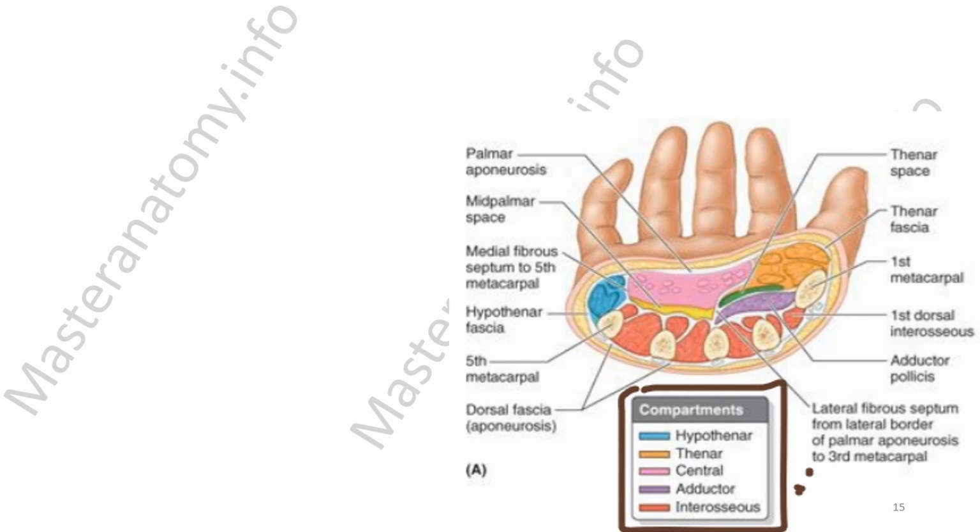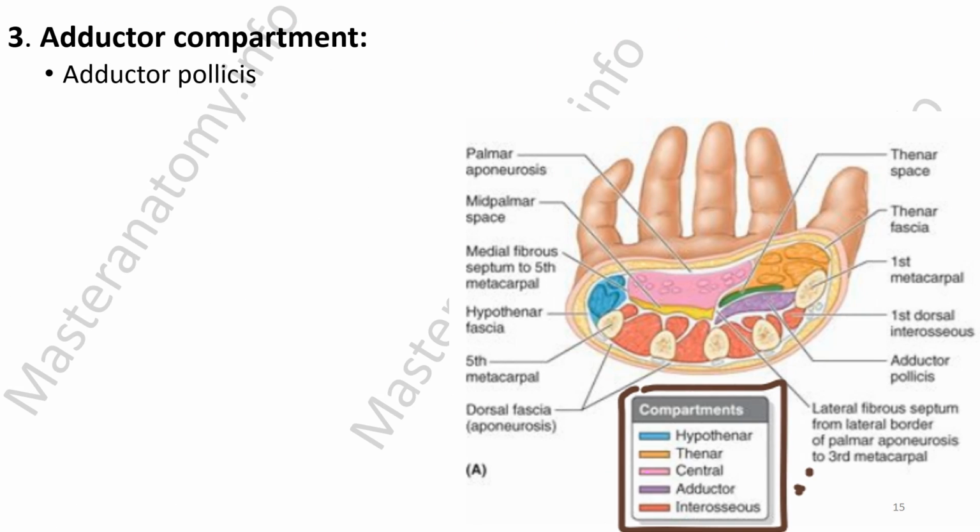So the third here is the adductor compartment. The adductor compartment contains the adductor pollicis muscle. Now this is the adductor compartment. The purple compartment is the adductor compartment.